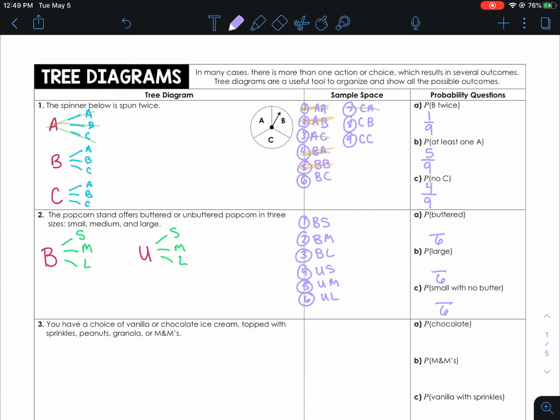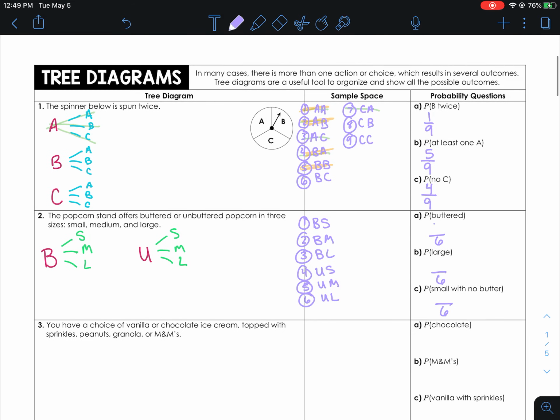All right, so here we have buttered popcorn. There are 3 choices that give me buttered popcorn. If you divide by 3, that means 1/2. Okay, a large popcorn, there's only 2 of them that give me large. So when I do that, I get 1/3. And with a small with no butter, there's only 1 choice for that, and that's answer choice number 4.